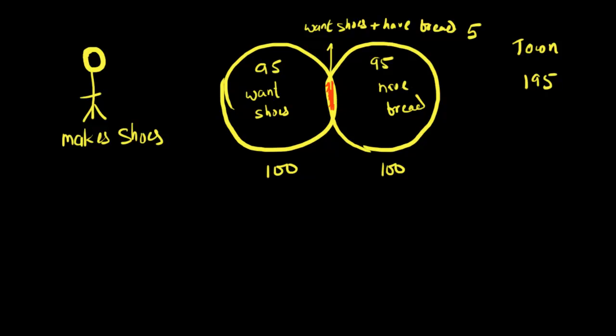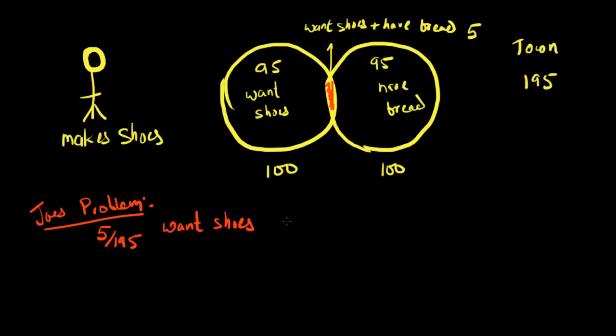So now Joe's problem is to find one of these 5 people, because he needs someone who's willing to accept his shoes in return for bread. So he needs someone who wants shoes and has bread. And so his problem is to find one of the 5 out of 195 people who want shoes and have bread. Now, as you can imagine, this is a pretty difficult thing to do. I mean, finding 5 out of 195 people isn't easy.